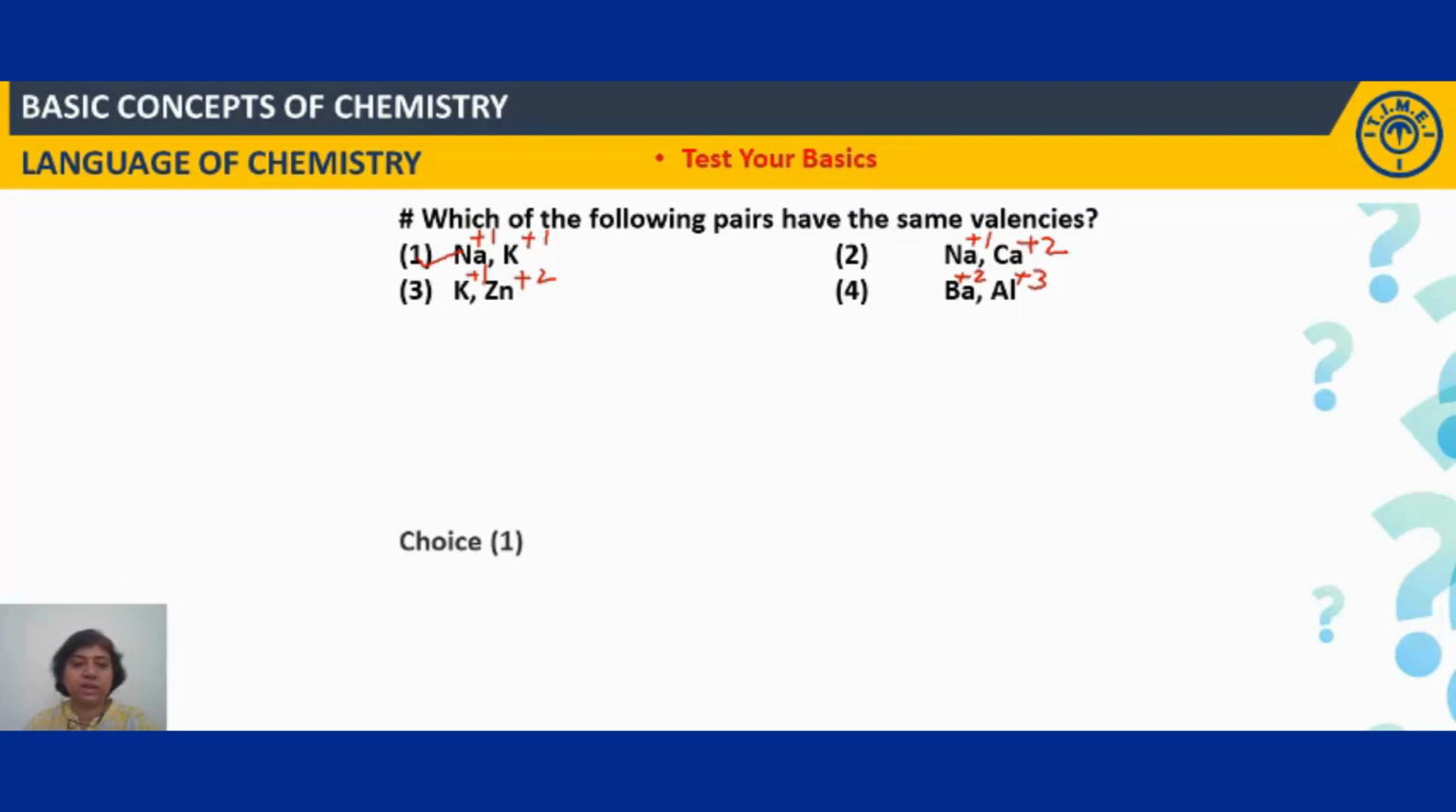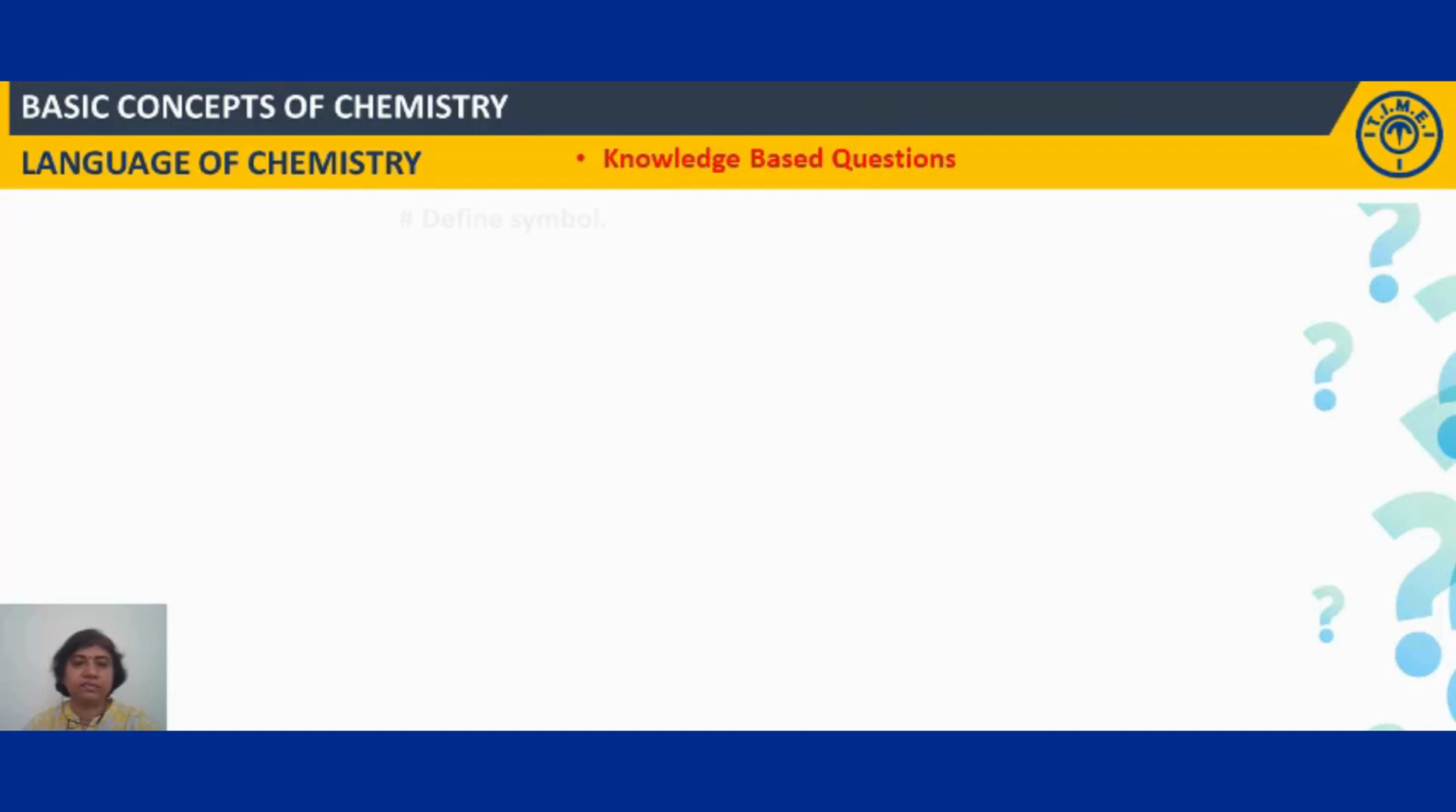Now we will see the solution and then move on to the next question. Solution is choice 1. Done everybody? Okay. Next, define symbol. Now we will discuss certain questions where you have to write a statement, a couple of statements or a single statement, and we will try to understand that also. It is a definition, define symbol.